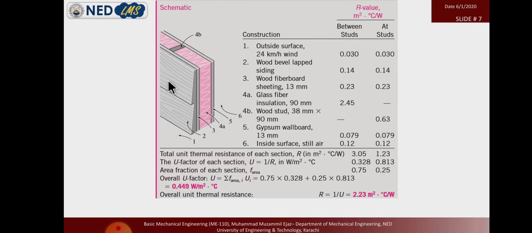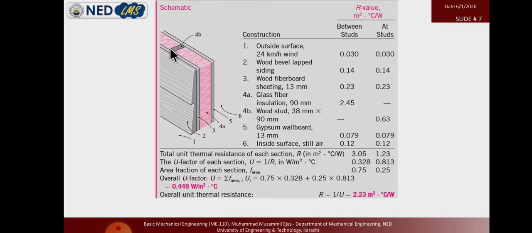Now we have a heat transfer between the glass fiber and heat transfer between the stud. So we just calculate both resistance values. We sum all the values, it gives 3.05 between the glass fiber, and between the stud it is 1.23. Resistance is inversely proportional to heat transfer, so the heat transfer between the glass fiber will be lesser compared to the stud.